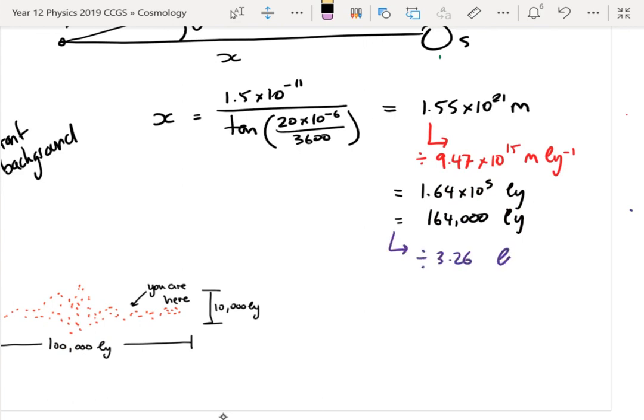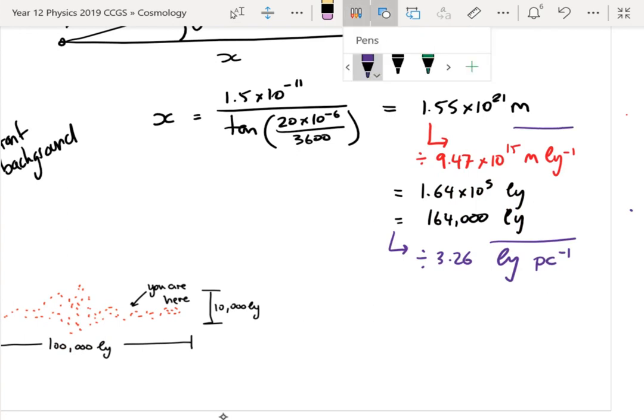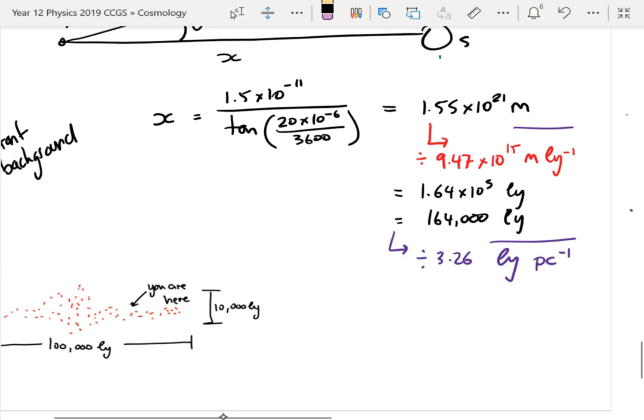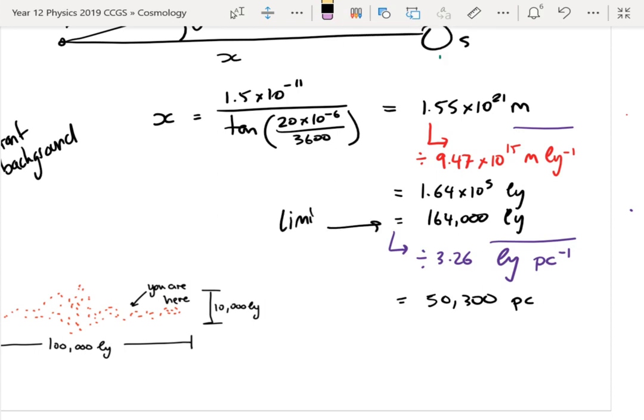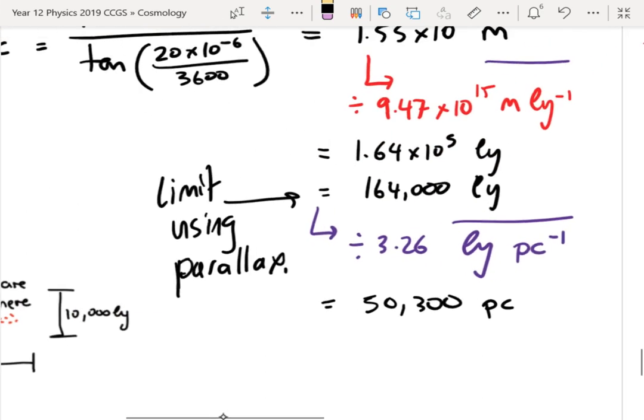And that was light years per parsec. Again, dividing, so it's going to cancel, inverse of an inverse. And we get 50,300 parsecs. So currently, that is the limit. Okay? So even most recent uses of parallax.